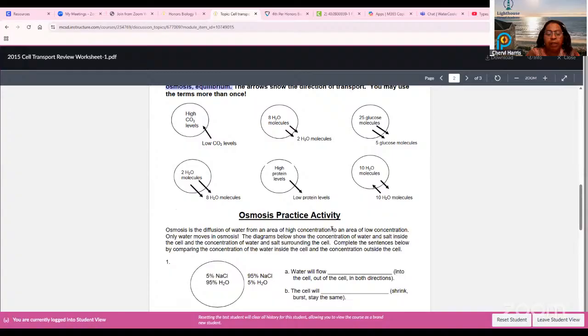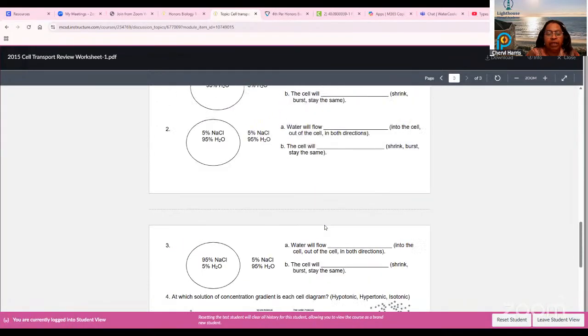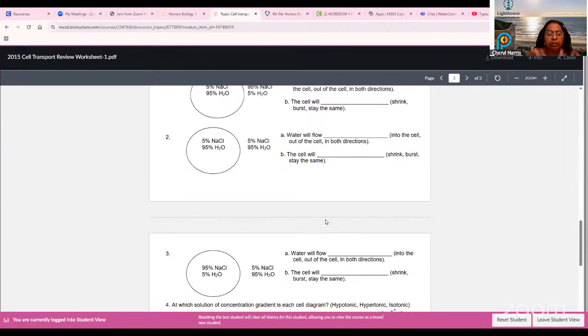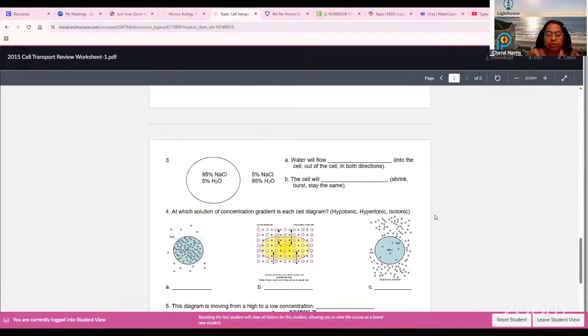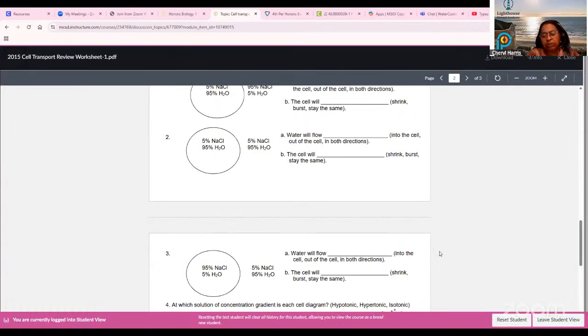Okay. All right, and then do this osmosis practice, and then you'll get as far as number 3. So try to get to number 3. And then we need, oh, you can get to number 4. But we're going to talk about these ones down here to the bottom tomorrow when we talk about endocytosis, exocytosis, and active transport. Okay.